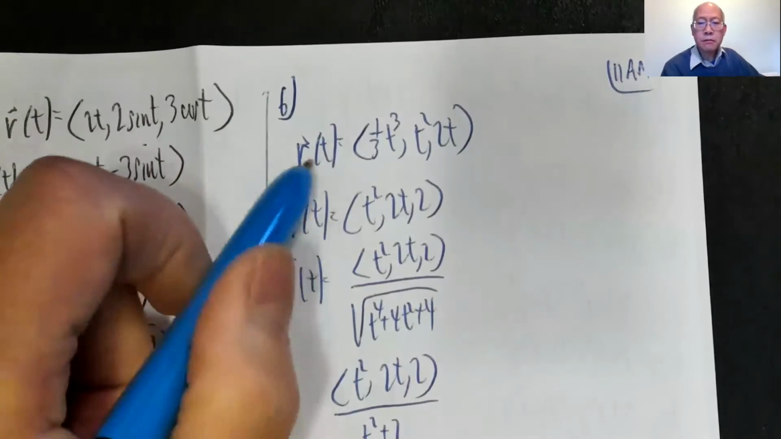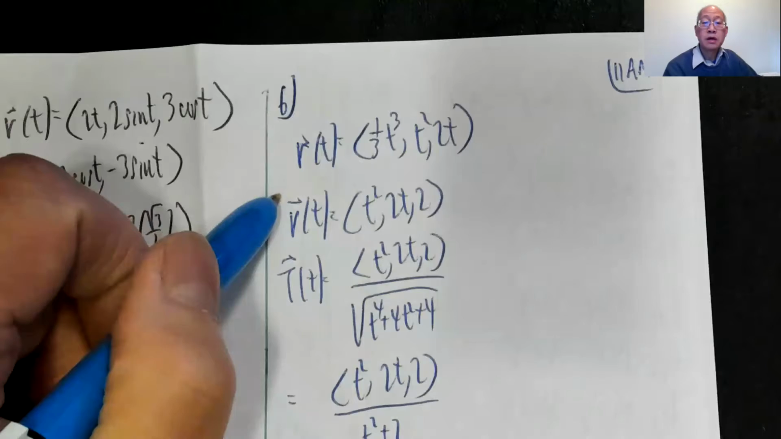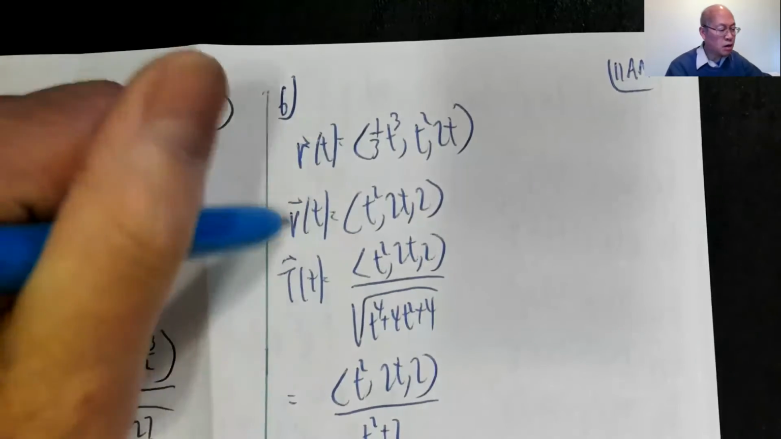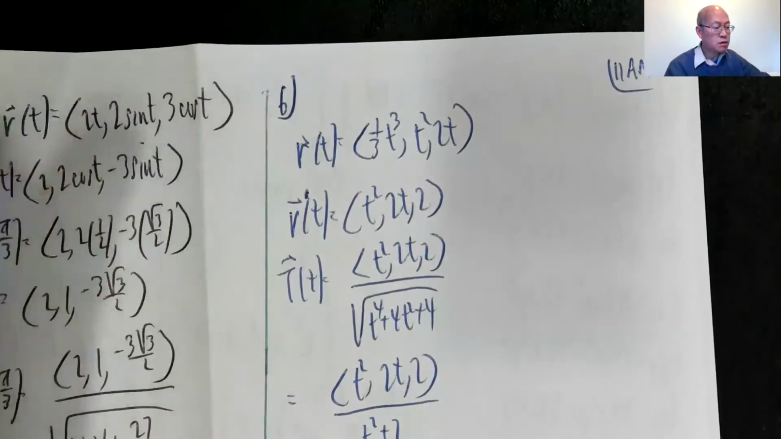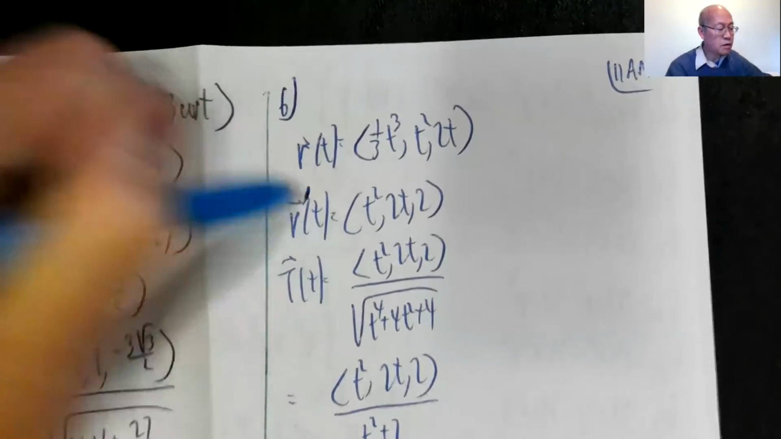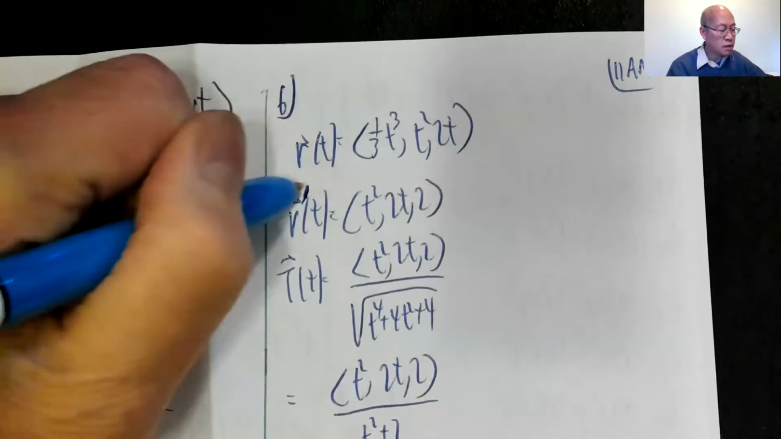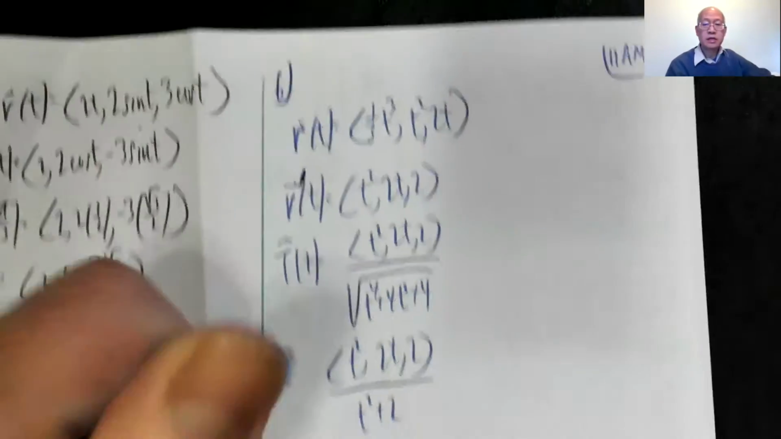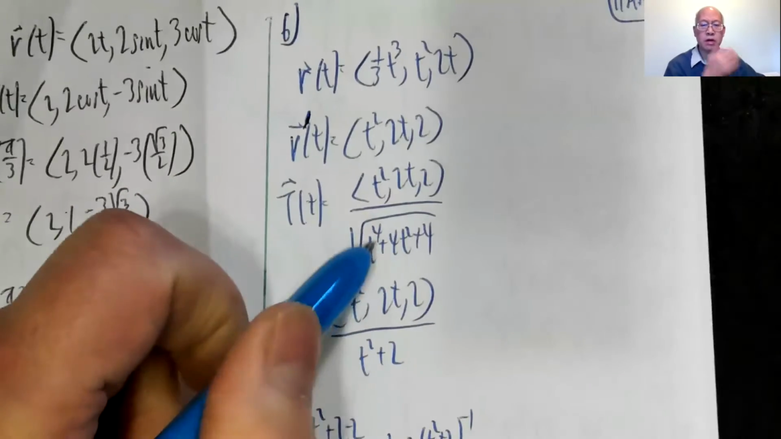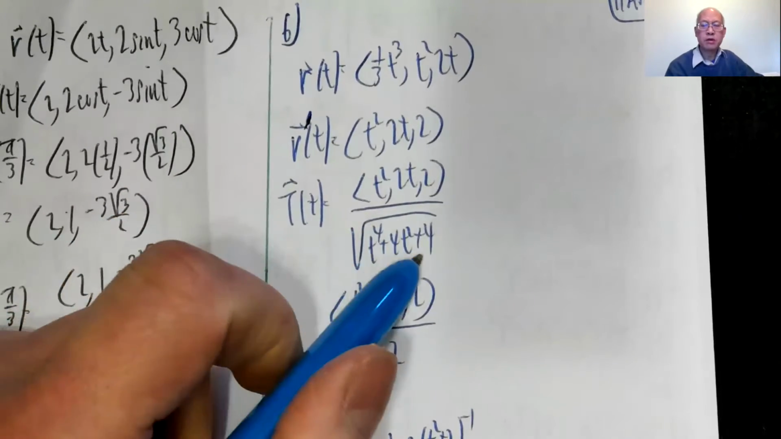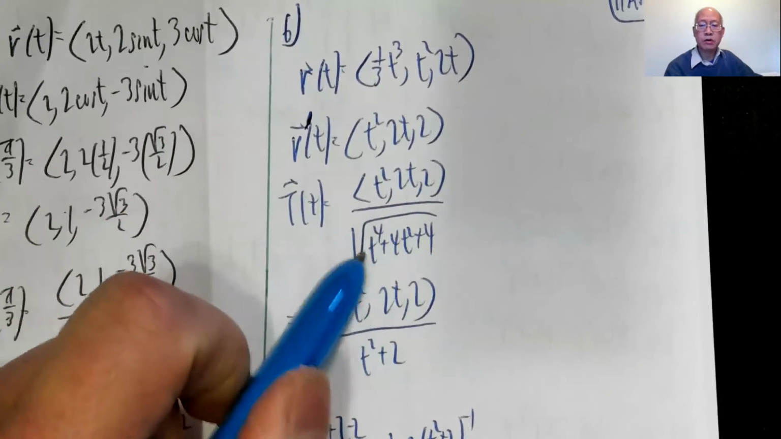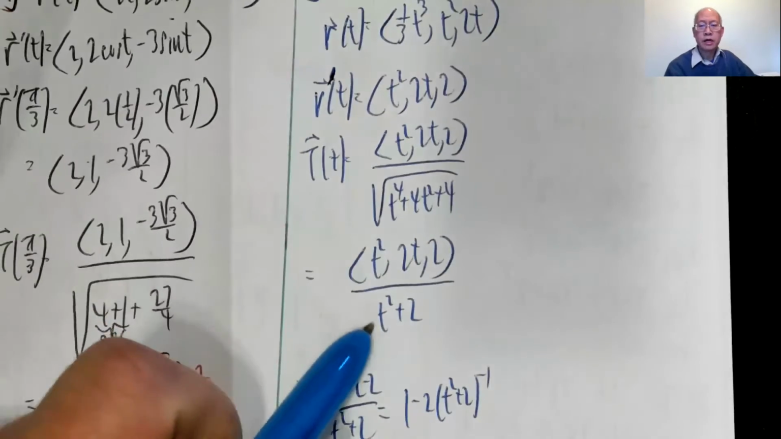Number 6, this is r of t, r prime I should have written. So r prime is 2, t squared, 2t, and 2. And then the unit vector is t squared, 2t, 2 over the square root of t to the 4th plus 4t squared plus 4. This happens to be t squared plus 2 quantity squared, whose square root is t squared plus 2.